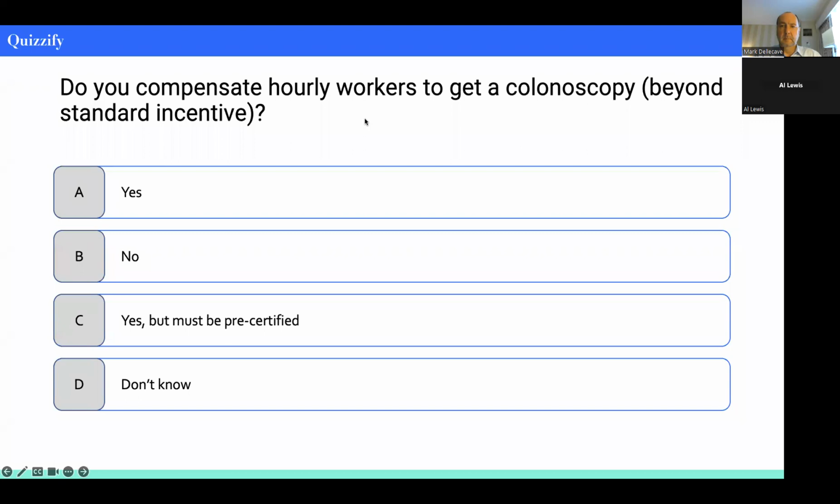Do you compensate hourly workers to get a colonoscopy beyond any standard incentive that you have? Yes, no, yes but they have to go through a process, or you don't know. And remember, don't know is fine. As we see, don't know seems to be a pretty popular answer these days. So the question is, do you compensate? Mark, anything in the chat box yet? Not yet.